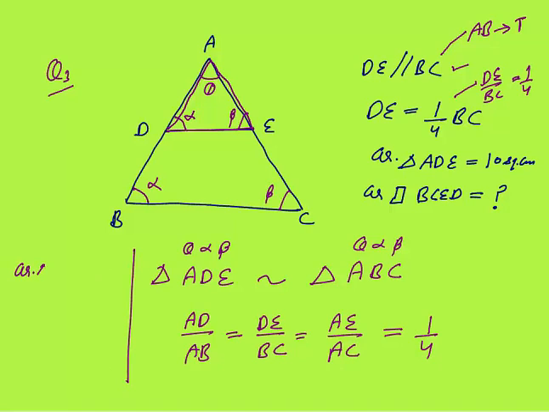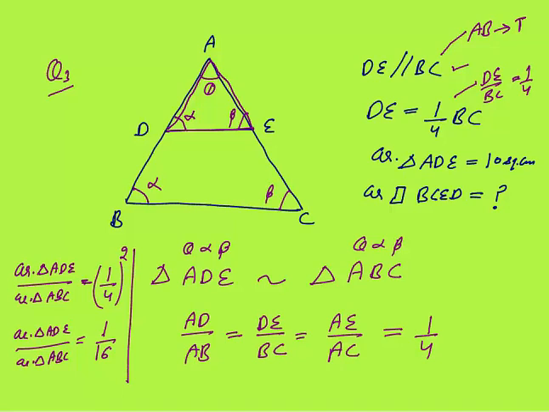The area of the smaller triangle ADE and the area of triangle ABC will be in the ratio of the squares of the sides. The sides are in the ratio 1 is to 4, so the area of triangle ADE upon the area of triangle ABC will be in the ratio 1 is to 16.